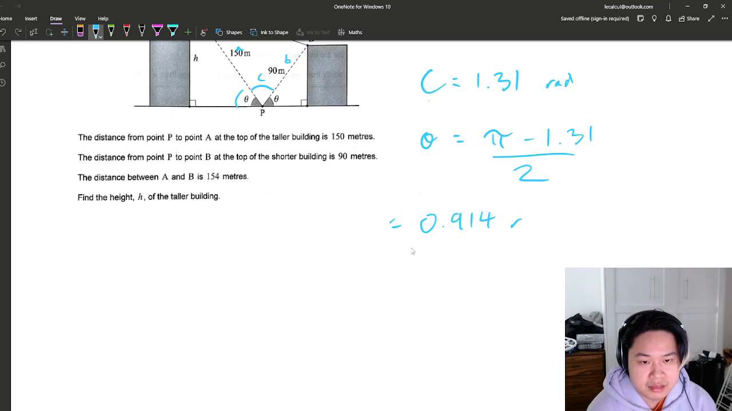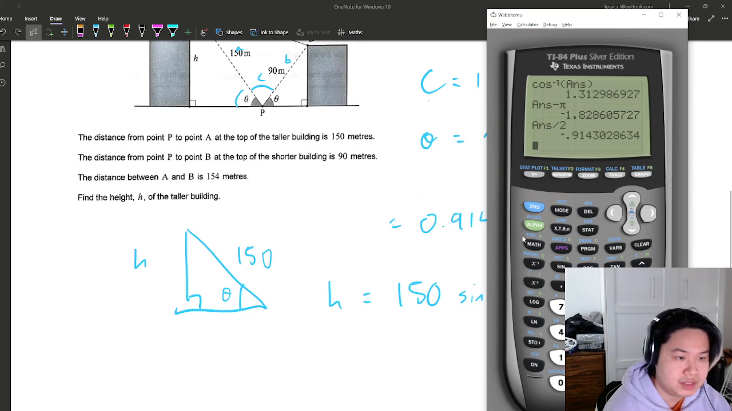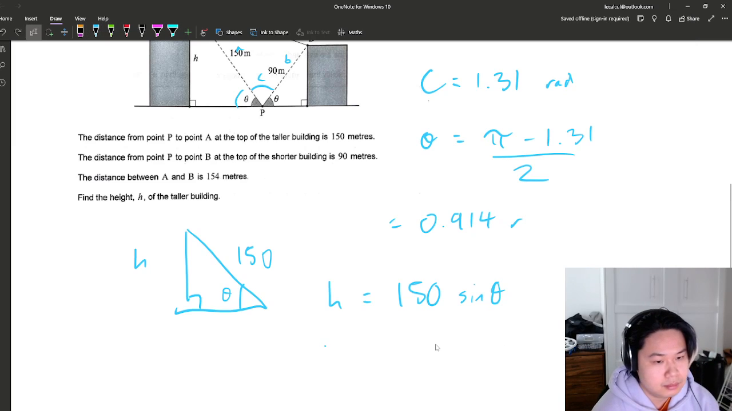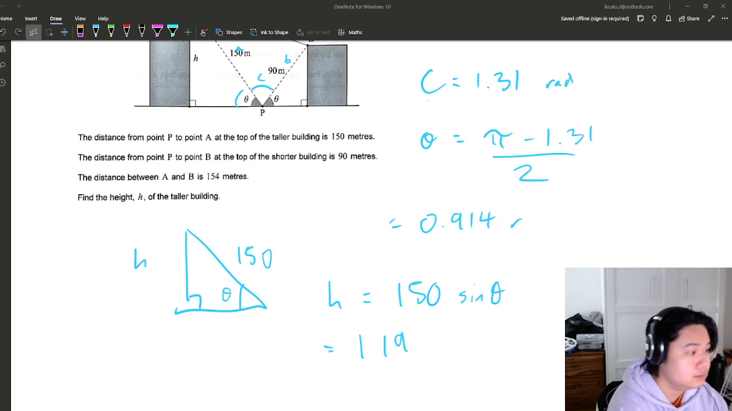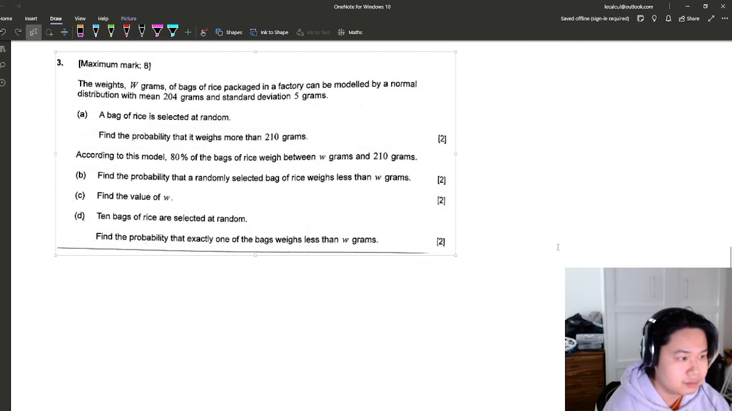Okay, and then now that that's done, we can just use simple right angle trig, because this is 150. So then h is 150 times sine theta. So now we take, well, first I need to make this not negative. Okay, take the sine of this, multiply it by 150, and then we're done. 119. Okay. These first ones shouldn't be that bad because the SL questions are usually like the first 4 or 5.